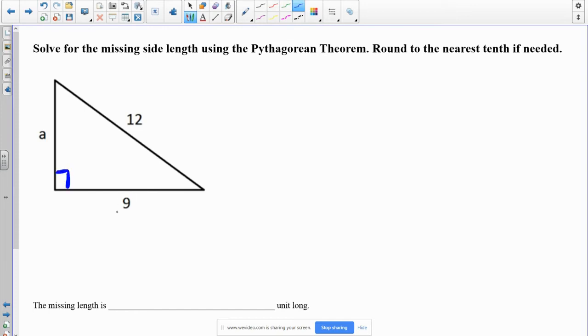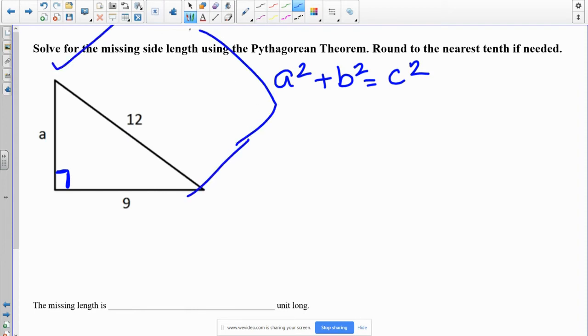So this is a leg. I'm missing a leg, which we have labeled as a, and my hypotenuse is 12. So a squared plus b squared equals c squared. Again, if it helps you, you can make the squares off the sides if you need that visual to kind of work your brain through this. Otherwise, you can just do the algebra part. You do not have to keep drawing.